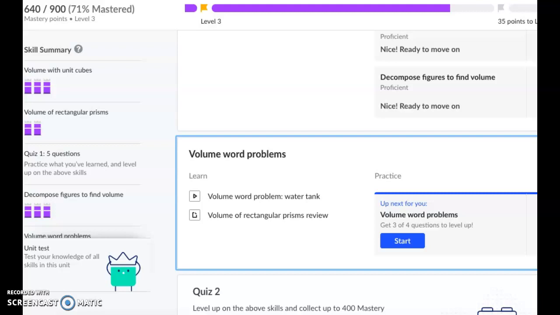Khan Academy volume, and we are working on the final subtopic, volume word problems.